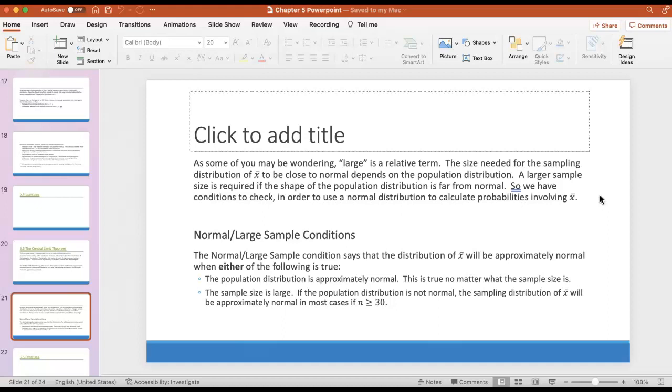And so that's why the word large is used, because depending on the shape, and I imagine most of you are thinking about this, and if not, when I say it, hopefully it makes sense, but the larger the skewness. Like if you have a strongly skewed distribution, then that sample size is going to have to be pretty substantial. If you have a slightly skewed distribution, then the sample size doesn't need to be as large. That's the idea behind the relativity of this term large.